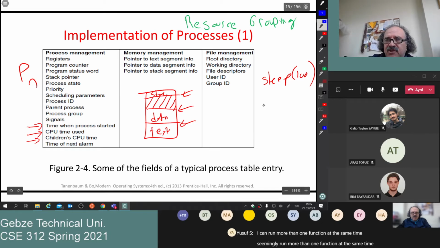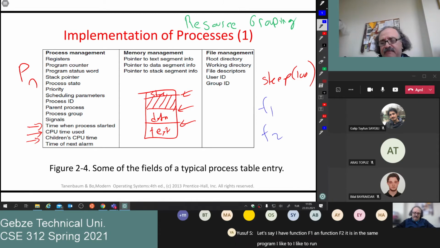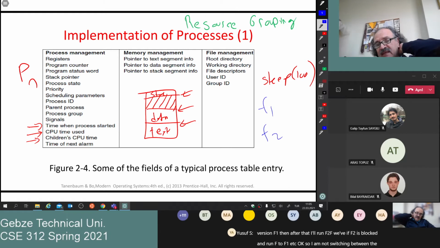Let's say I have function f1 and function f2. They are in the same program, and I'd like to run them at the same time. First run f1, then after a while run f2. If f2 is blocked, then run f1, etc. So I am not switching between processes, but I am switching between the function runs.